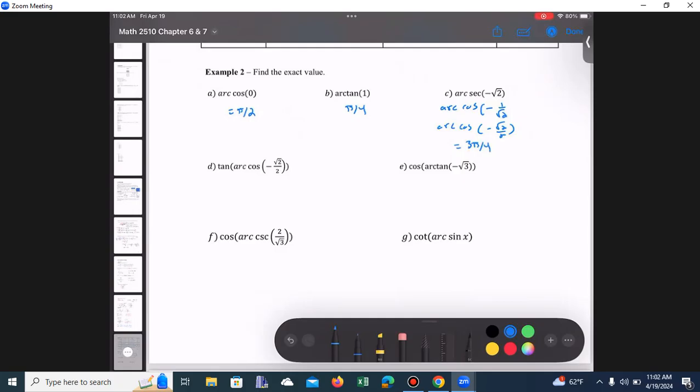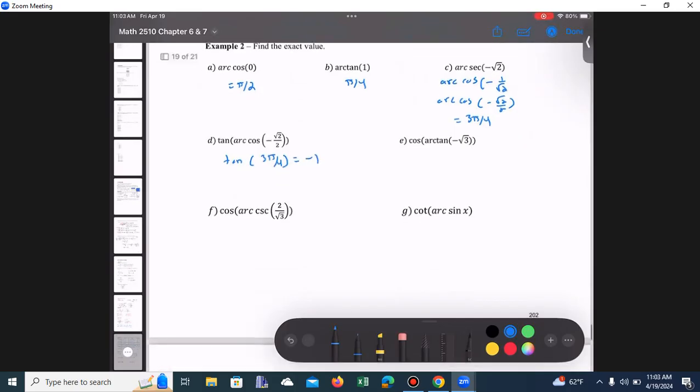Right, so we'll do the tangent of arc cosine of negative square root of 2 over 2. This is the same thing as, again, tangent of 3 pi over 4, which is going to be equal to negative 1. We look at tangent of arctangent of negative square root of 3. Well, tangent is first and fourth quadrants. So this is going to be a negative pi over 3, because the square root of 3 corresponds to pi over 3. So negative pi over 3.